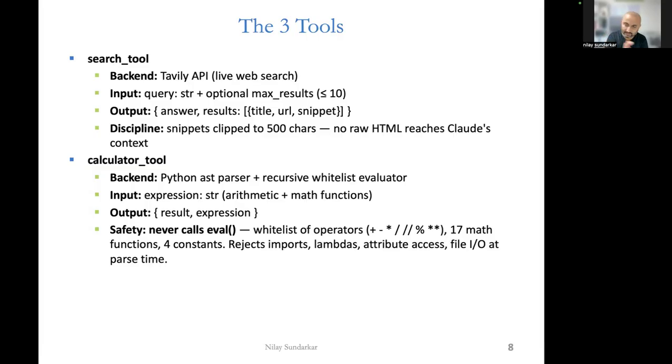Second is the calculator tool, which is where I spend most of the effort on safety. It parses the expression with Python's AST module, walks the tree, only permitting a whitelist of operations and math functions. I never call eval. So if the model accidentally or otherwise passes some malicious code like import os system or rm -rf, it's rejected at parse time, not at runtime. The tests verify this explicitly.